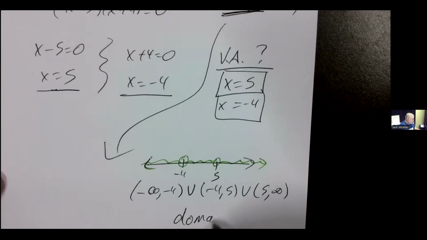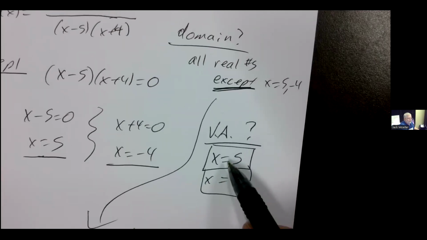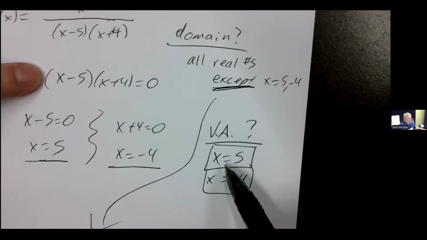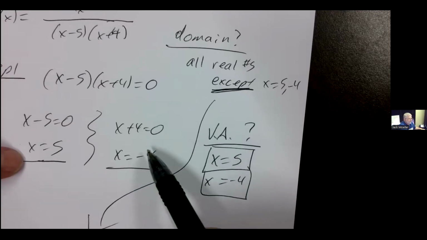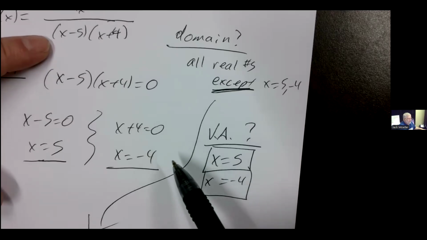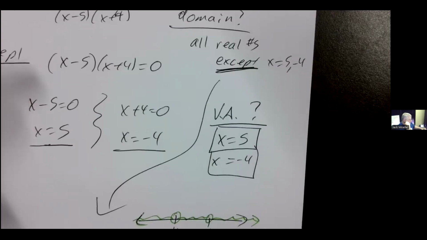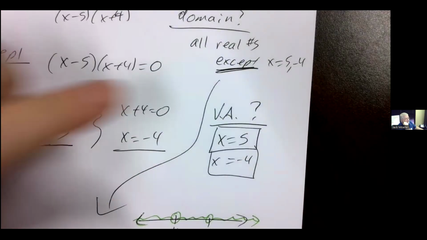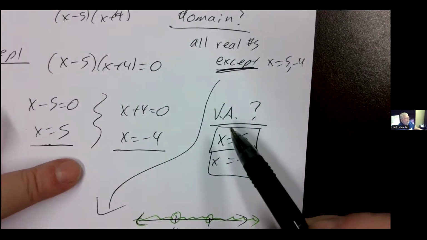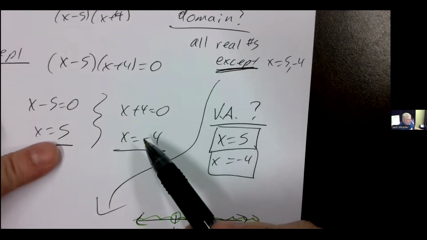So remember, for domain and vertical asymptotes both, you take the bottom, set it equal to 0, solve for x. If it's already factored, just set each factor equal to 0. If it's not factored, then you have to factor it and then go from there, or you can use the quadratic formula. But the domain is going to be all real numbers except the answers we get. Vertical asymptotes are the answers that we get.